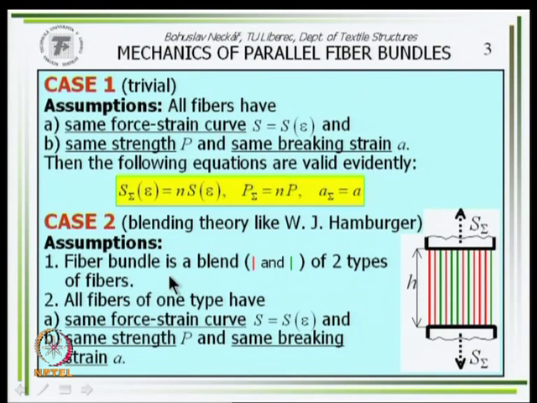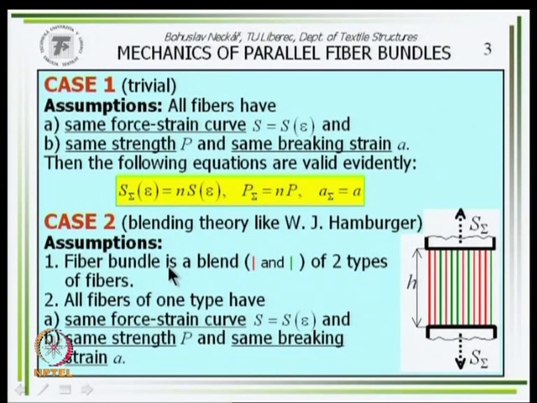The second case was solved in 1949 by Hamburger, and it's known as Hamburger's linear theory. Let's imagine a bundle from two types of fibers. Here on our scheme, the fibers are red and green. Yeah, a bundle from two types of fibers.